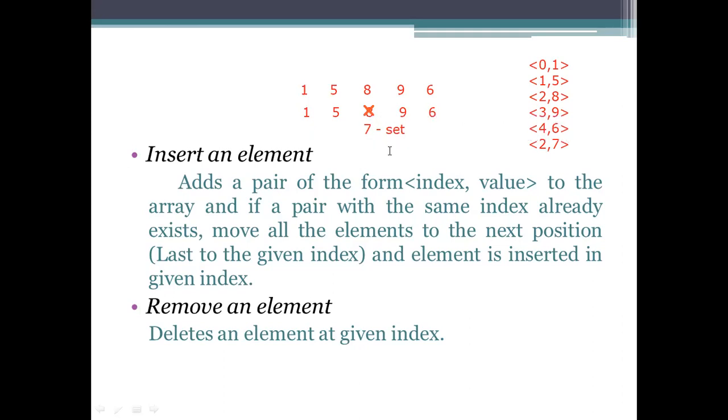And coming to the next one, insertion. If you want to add a pair of the form index comma value, here the index is 2 and the value is 7, to an existing array, does it have the same index or not? Here it is also using the same index value, and the value here is 8. And what happens here is, we move all these values to the next position.